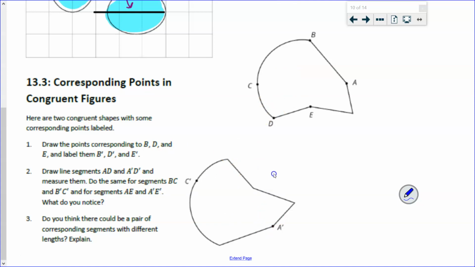Where is point B going to be? Label it on your paper. Sorry, I misspoke. Where is B prime going to be? Put it on your paper. Where is D prime going to be? Put it on your paper. Where is E prime? Put it on your paper.